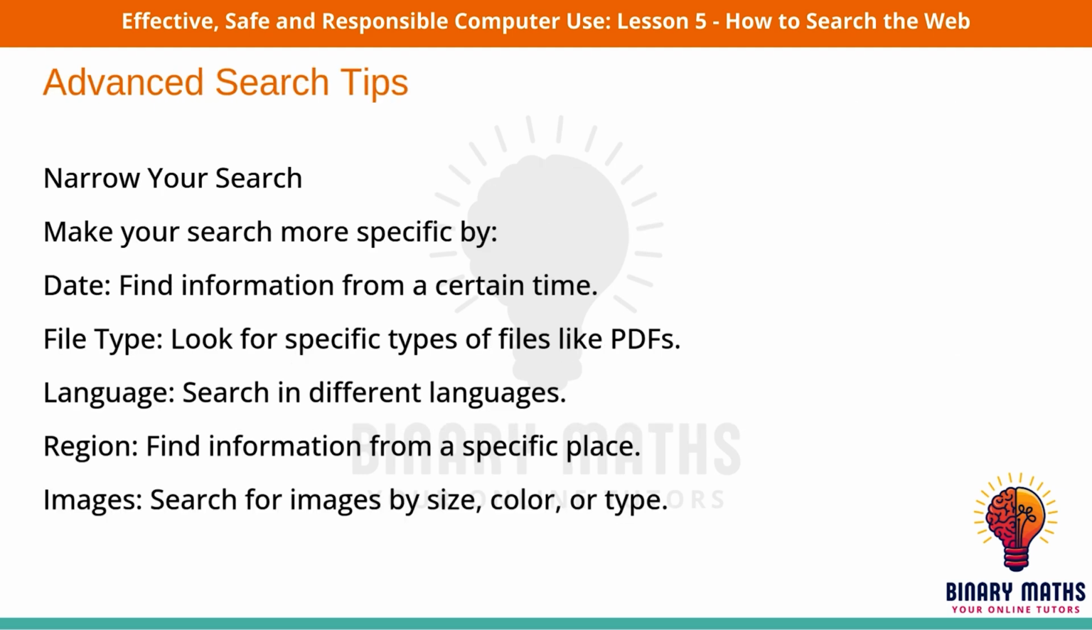Want to get even better at searching? Here are some advanced tips. You can narrow your search by date, file type, language, region, and even image size and color. For example, if you need a PDF of a science report, you can search science report file type with a colon sign followed by PDF. Or if you want images of cute puppies, you can specify the image size and color to find exactly what you need.